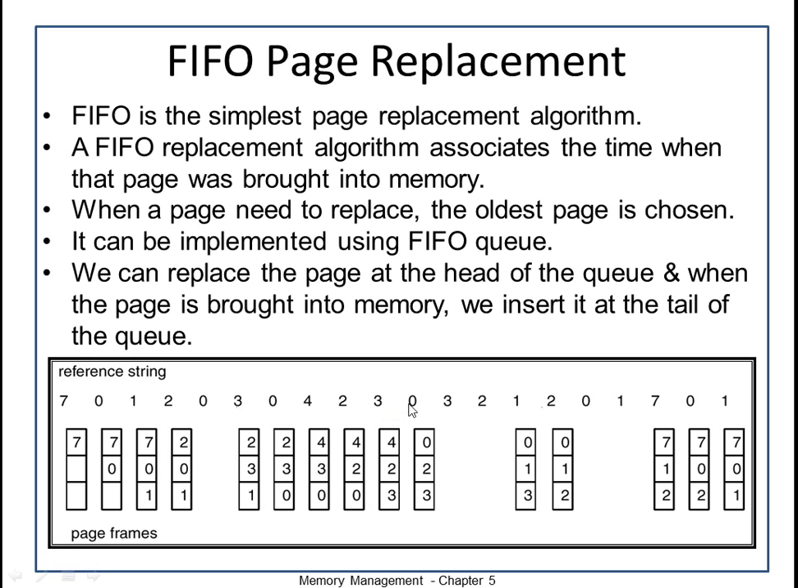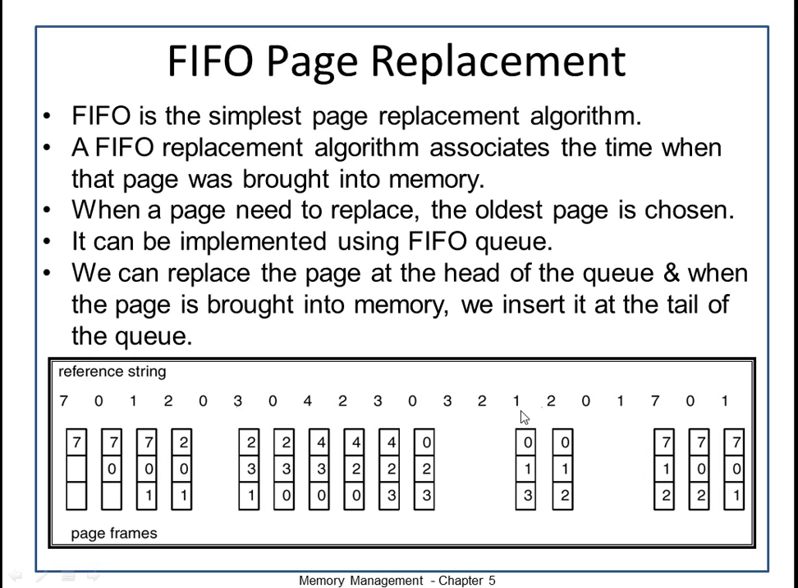Now the next page required is 0, which is not in the main memory, so again we will select the victim frame, which is the page that entered the frame first. So the fourth page is the oldest one, so it will be selected for the replacement. So 0 will be placed at the fourth page location. After that 3 is there in the main memory, so there is no page fault for 3. 2 is there in the main memory, so there is no page fault for the 2.